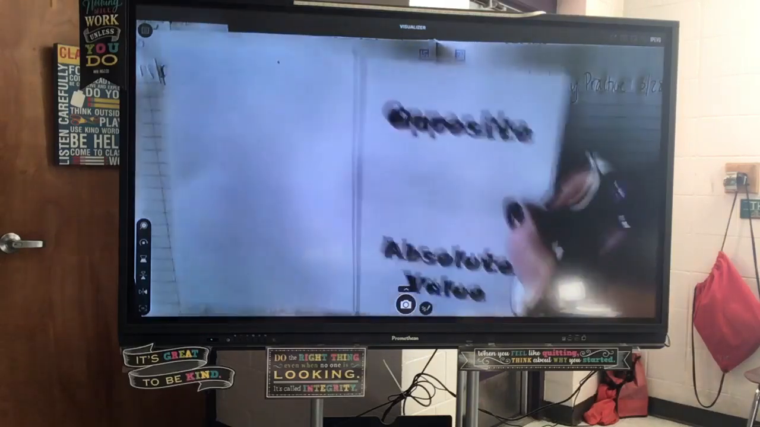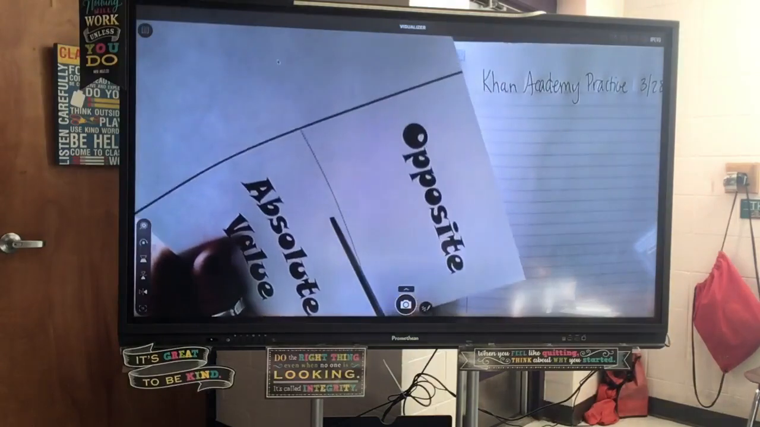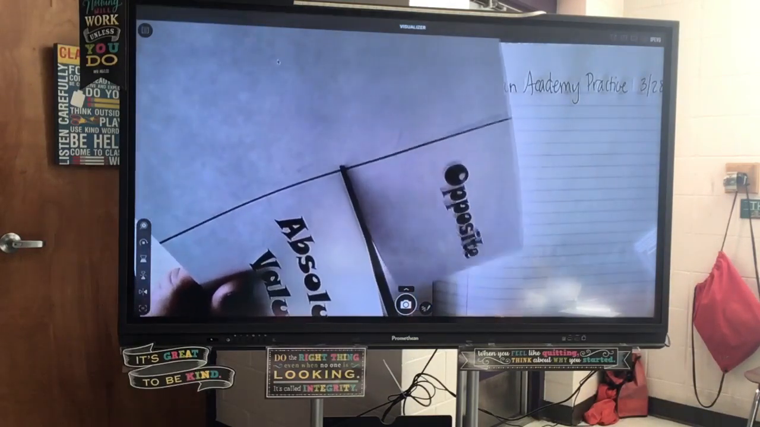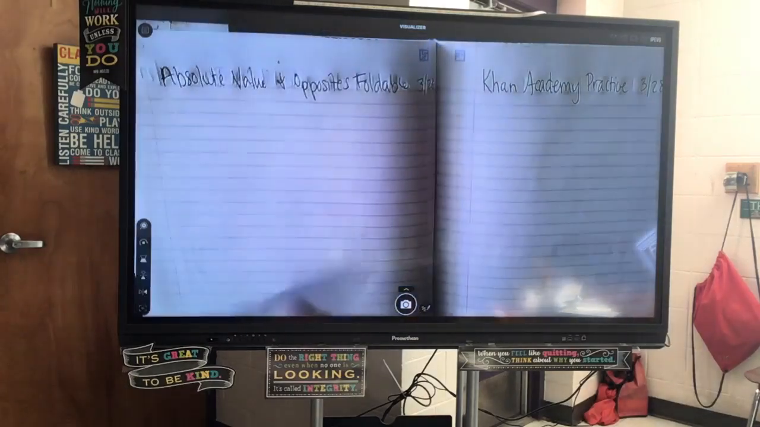And then if you trust yourself when you're cutting this out, if you can just trust to cut only halfway. And then fold over.